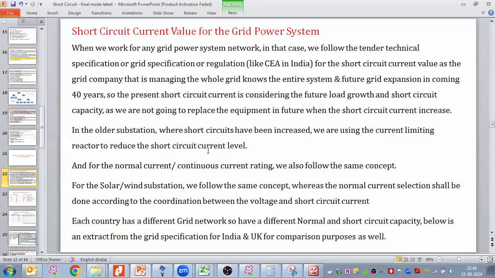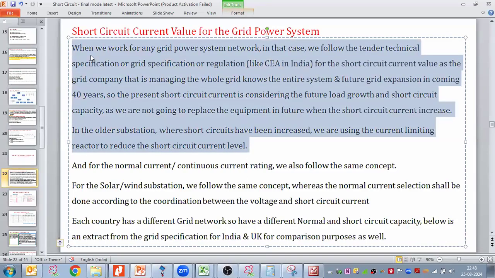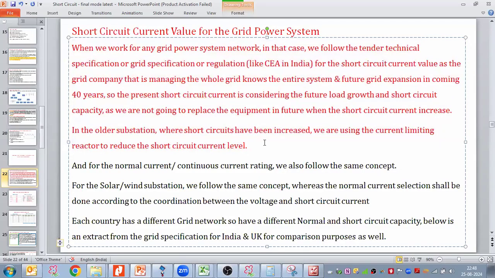This is my statement number 1. Am I clear with my statement number 1? Yes.